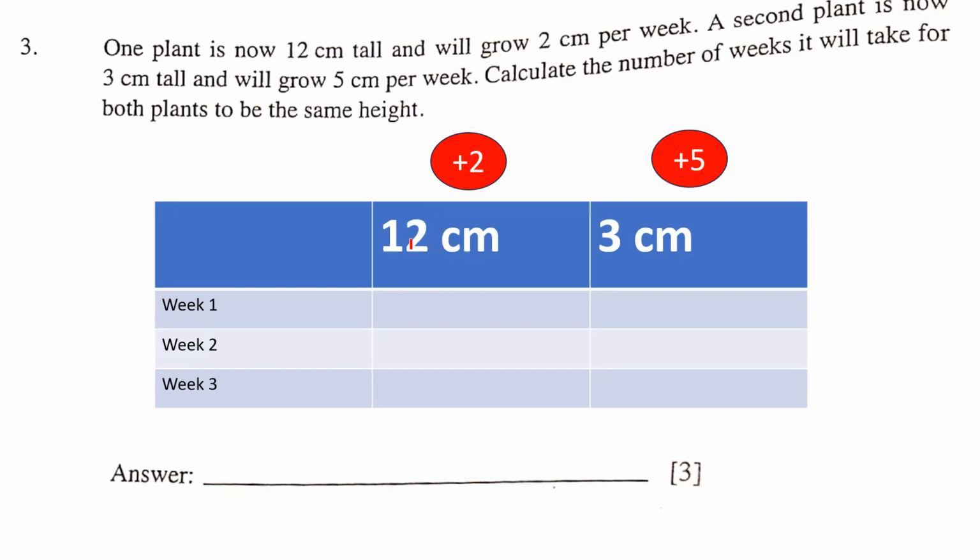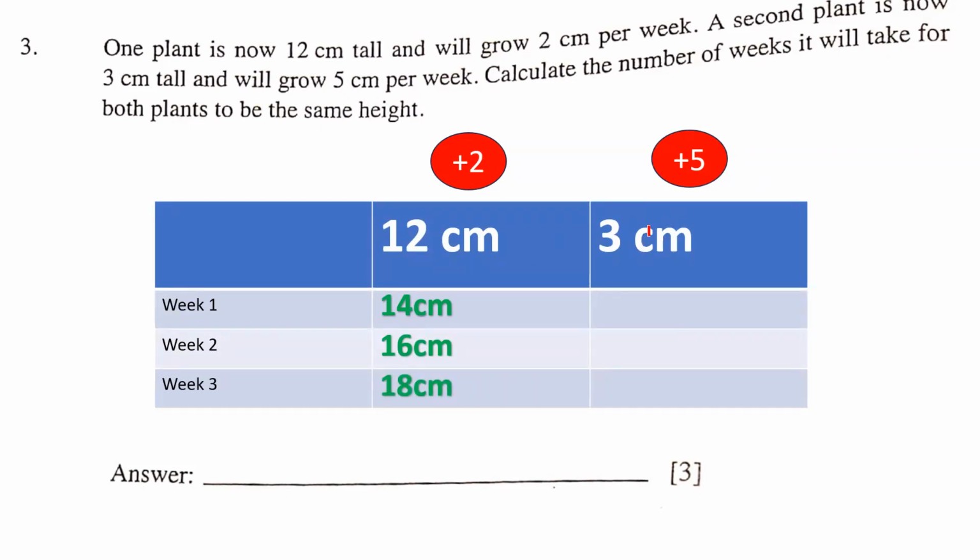Okay, so 12 centimeters after 1 week, it grows by 2. So it's going to be 14 centimeters. And after the second week, it's going to be 16 centimeters because we just add 2 each time. So 12 plus 2 is 14, 14 plus 2 is 16. And then on the third week, it would actually be 18 centimeters in height.